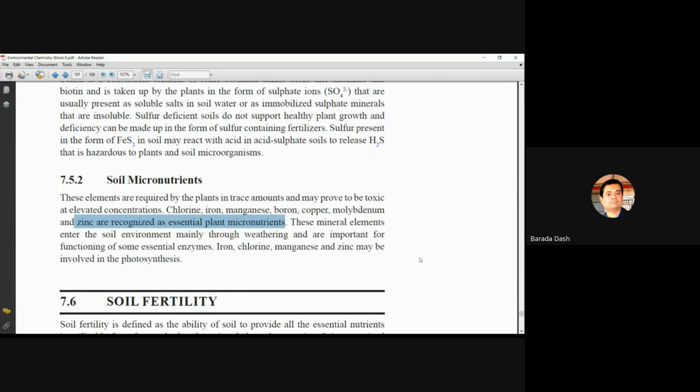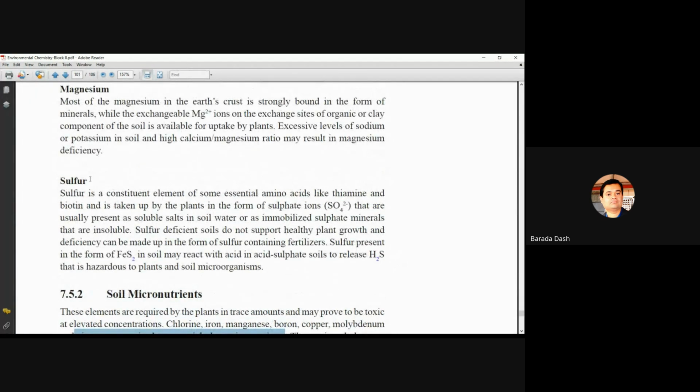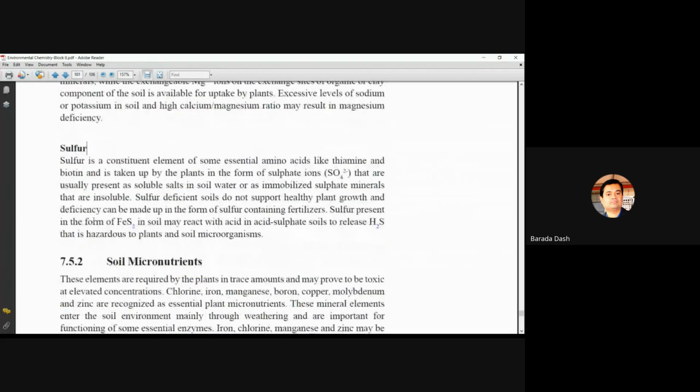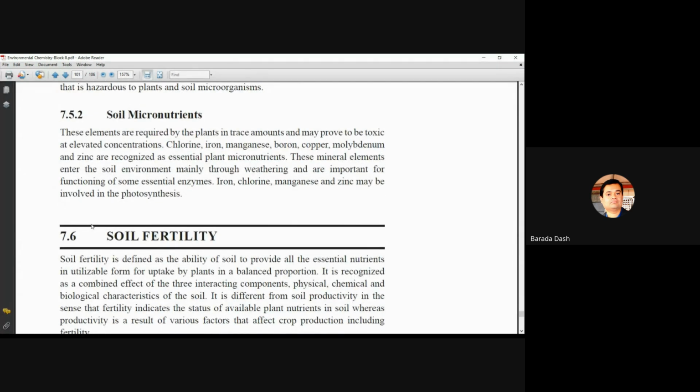Even if you don't have these, the plants can survive, but their survival will be difficult. But macronutrients like sulfur, magnesium, nitrogen, and phosphorus are definitely required by the plant in large amounts. If they are not there in the soil, the plants will die.